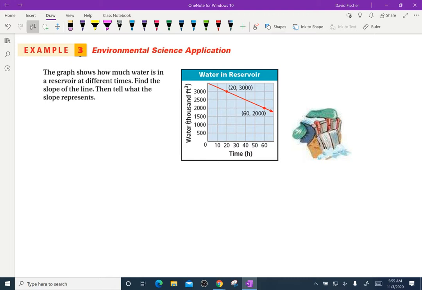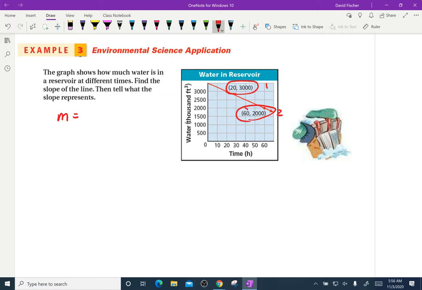So the graph shows how much water is in the reservoir at different times. Find the slope of the line, then tell what the slope represents. So looking at this line already, as I read my graph from left to right, I see it's a negative slope. So my answer better have a negative slope when I'm all done. Again, it doesn't matter which one you call coordinate 1 or coordinate 2. If you do your math correctly, you will still come out with the same slope. If we had some time, I would prove that to you.